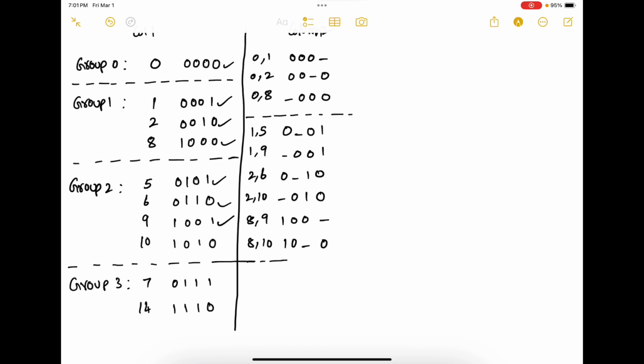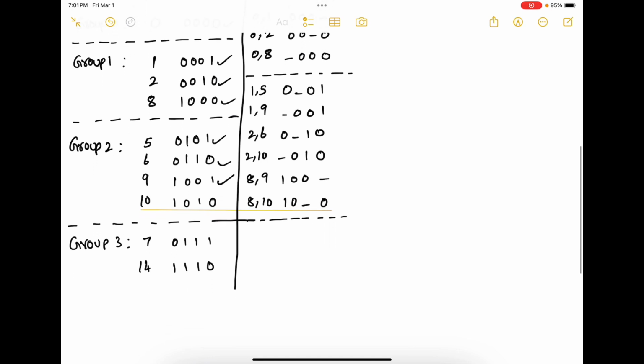Completes the next group. Now we are going to compare group 2 with group 3. So compare 5 with 7. 5 and 7 can be combined because only one bit is changing, which is 0 1 dash 1.